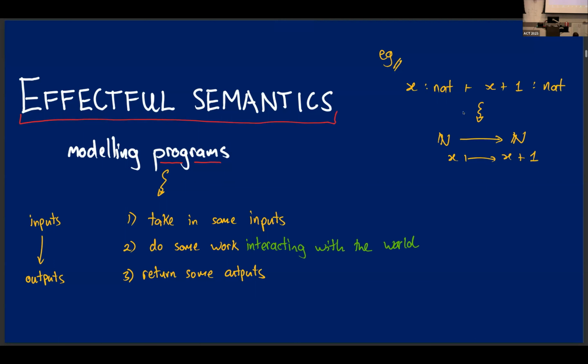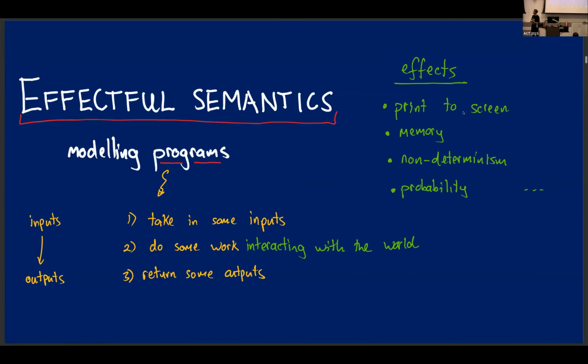So the effectful bit is we're interested in programs that interact with the world. And what we mean by this word effects is things that interact with the environment, or interact with the world, or interact with the user. So things like printing to screen, interacting with memory, so you've got state in your program, non-determinism, so your program might be able to make choices and you've got no control over what those choices are, having some kind of probability. There are many, many different kinds of effects that you might have in your program.